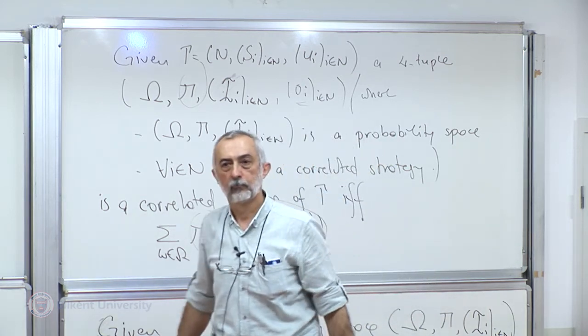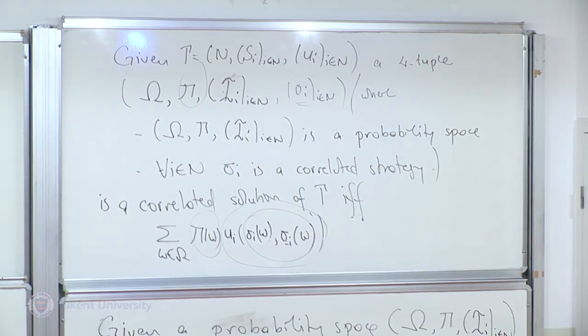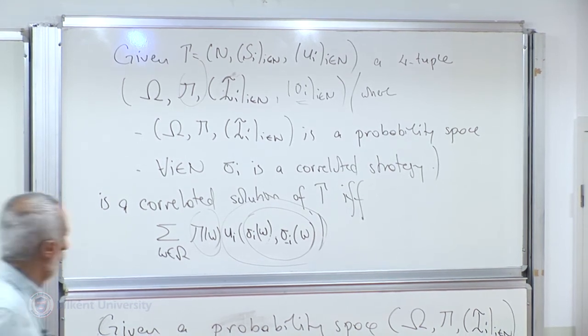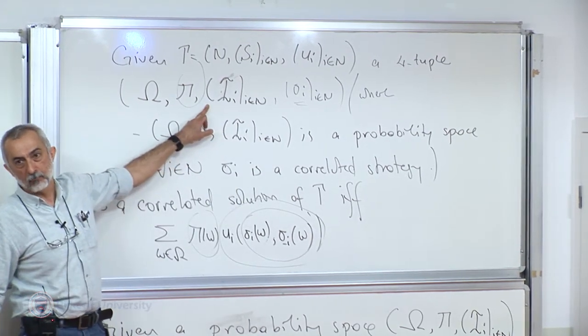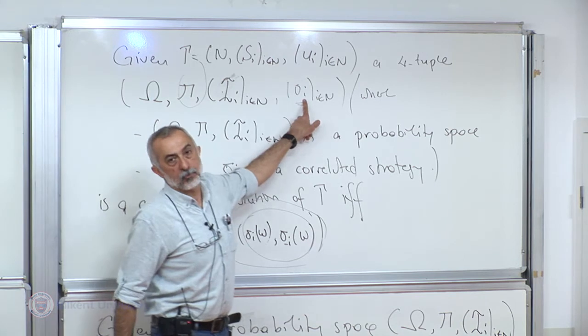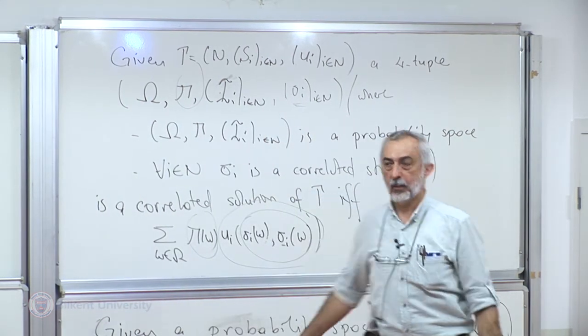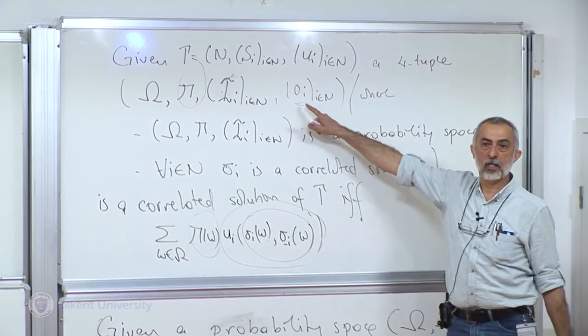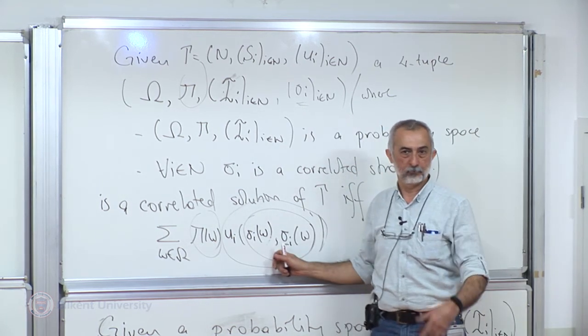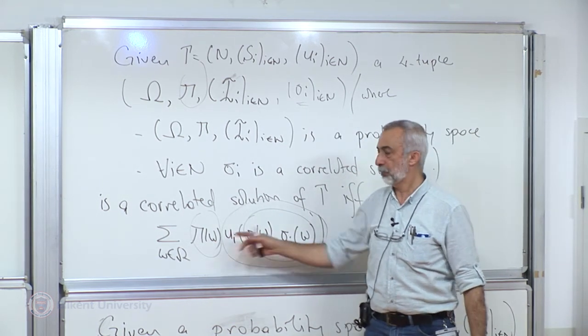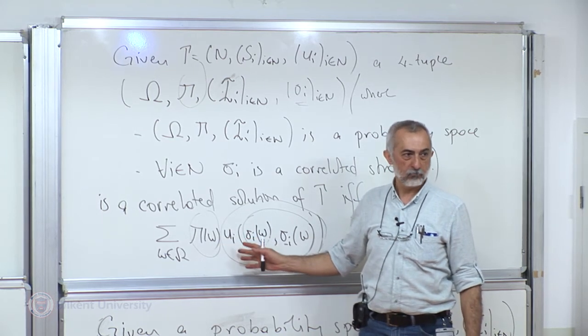We are finding the expected result of using correlated strategies. Exactly. So if this is the random device that the players agree on, and if this profile is the correlated strategies that they use, this is the expected payoff of player I. Okay, so far so good?